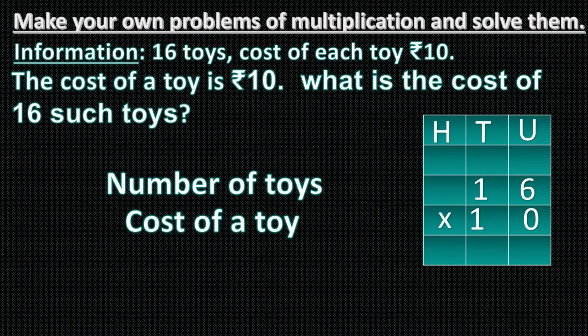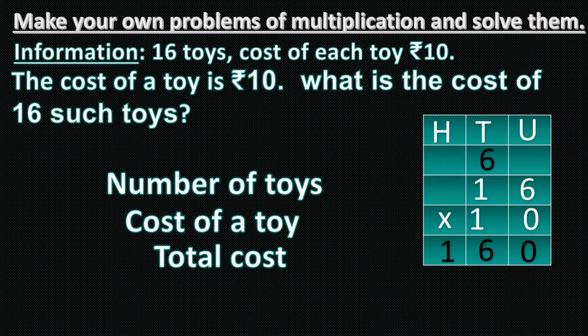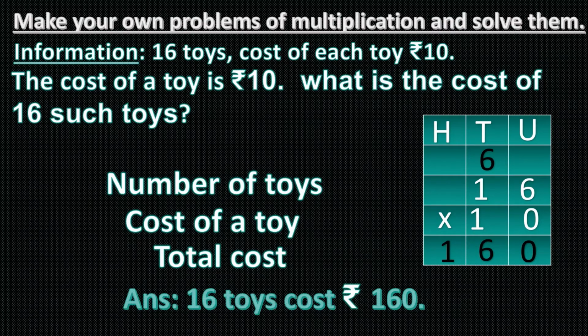So we write here 0 in units place, 6 we write in tens place. Now 10 1s are 10. 10 plus 6, 16. So we write 6 in tens place, 1 in hundreds place. Total cost. The final answer will be 16 toys cost 160 rupees.